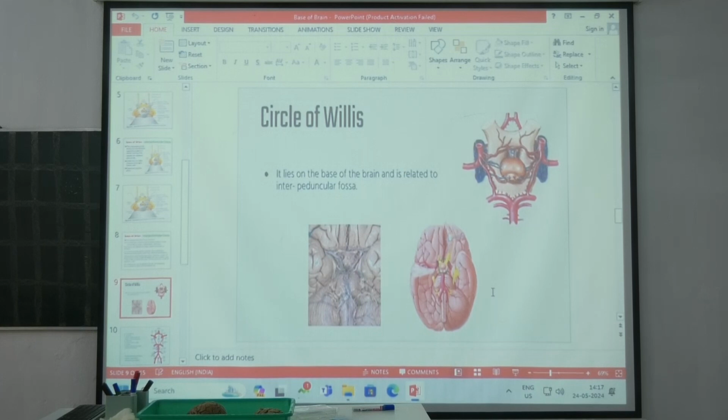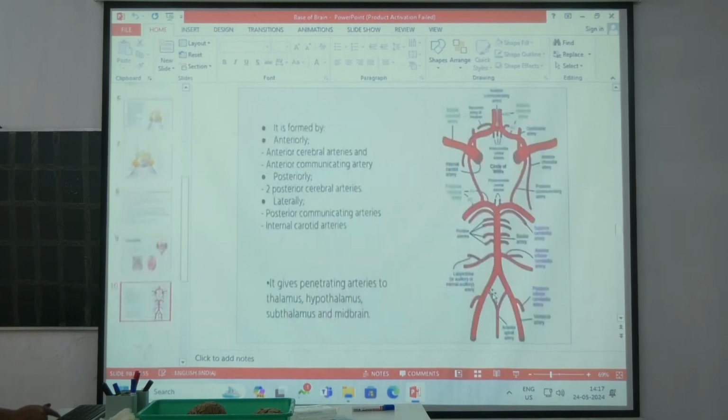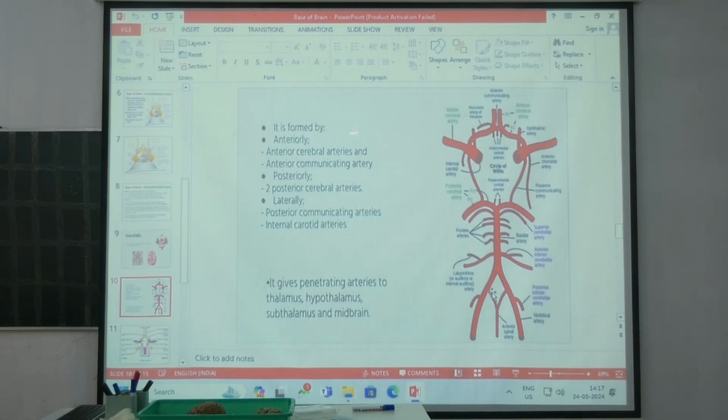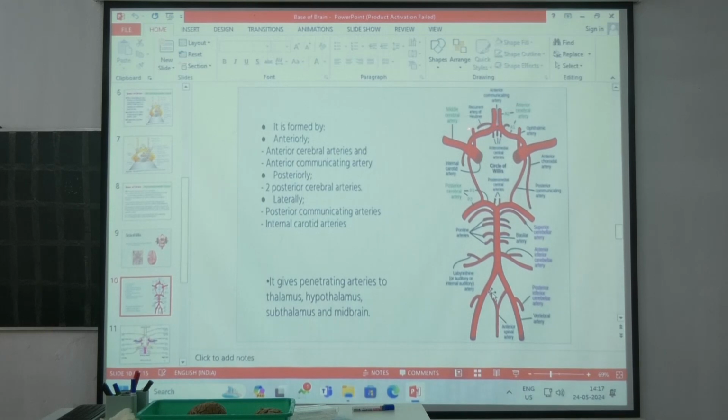Now we go to the circle of Willis. It is an important circle of blood vessels lying over the base of the brain. It lies on the base of the brain and is related to the interpeduncular fossa. So this is the circle, lying over here. It is formed anteriorly by the anterior cerebral arteries and the anterior communicating artery. This artery is known as the anterior cerebral artery, and the two anterior cerebral arteries are connected by the anterior communicating artery.